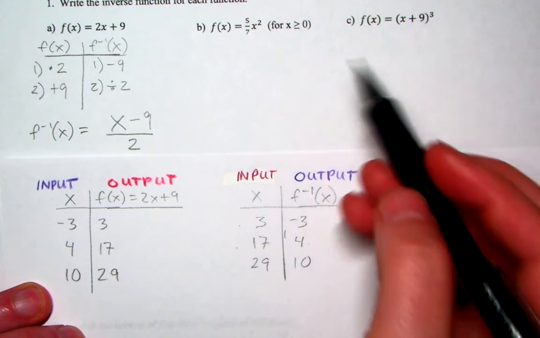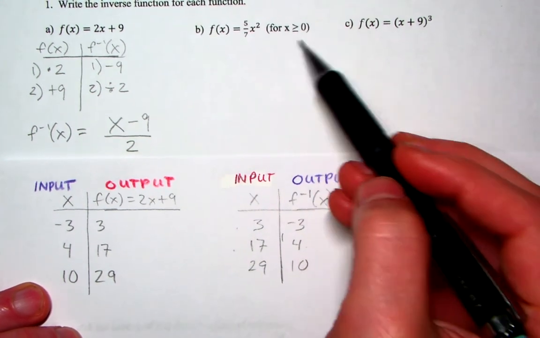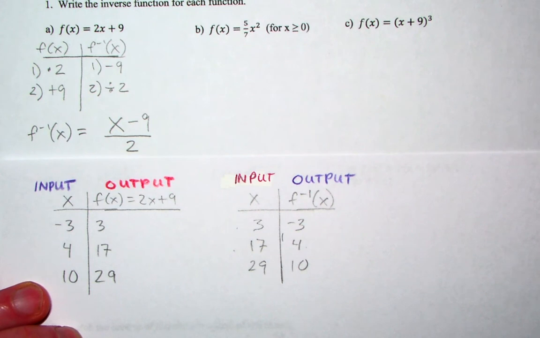Okay, second example. So this time we have a quadratic, we have a restricted domain. This would be a case where the inverse wouldn't be a function, and we'll go into that at another time.